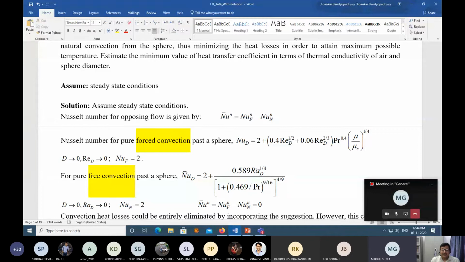Correct. So now you see that the Nusselt number for the forced convection I have written in terms of Reynolds number and Prandtl number, whereas the Nusselt number for the free convection I have written in terms of Rayleigh number and Prandtl number. So Rayleigh number is the equivalent of Reynolds number for free convection. Now what would be the Reynolds number for this case?